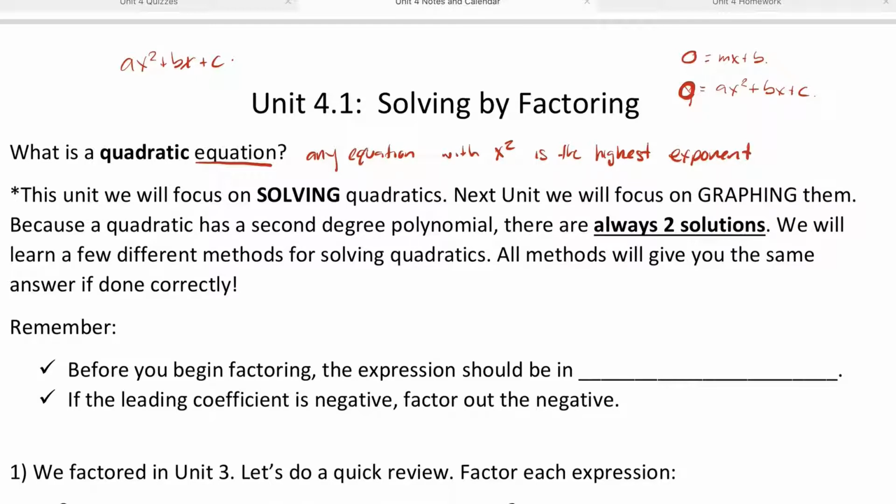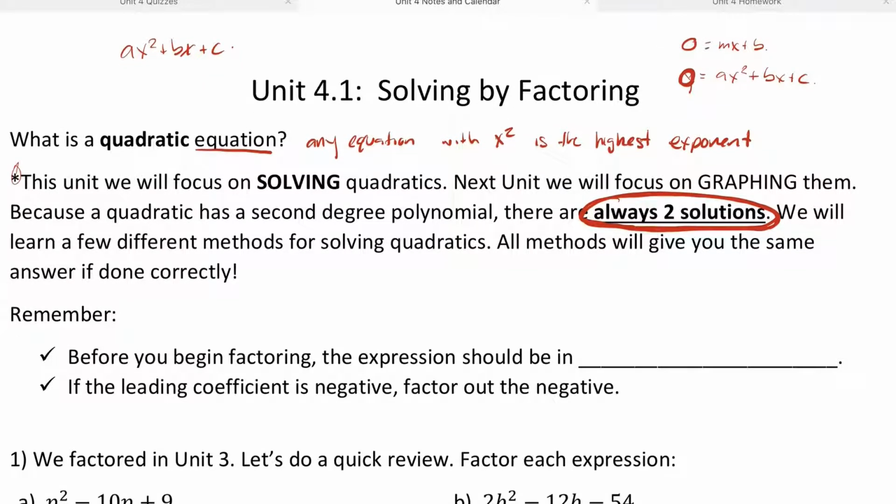Because it's a quadratic, there will always be 2 solutions, always. So if you're doing your homework or a quiz or a test, and all you write down is 1 solution, you're missing half of the problem. So make sure when you have your solution, you always have 2 solutions. And we'll talk about how we write those down, and it'll be great.